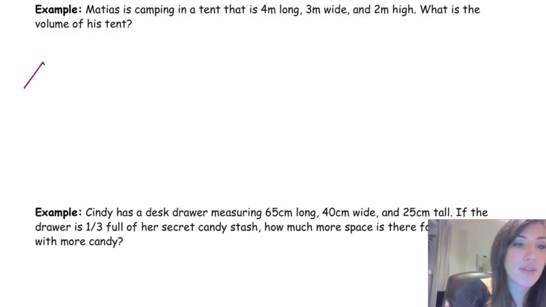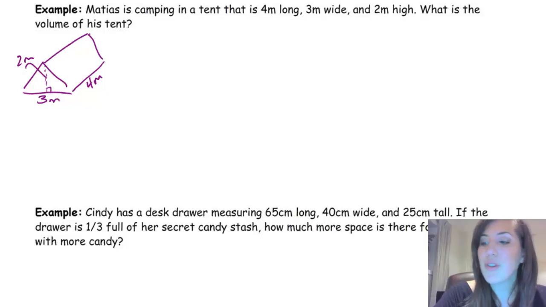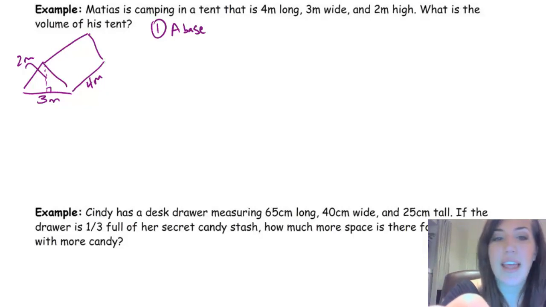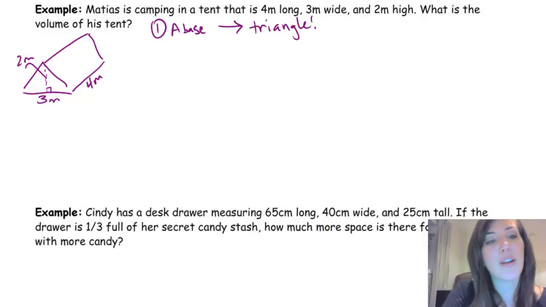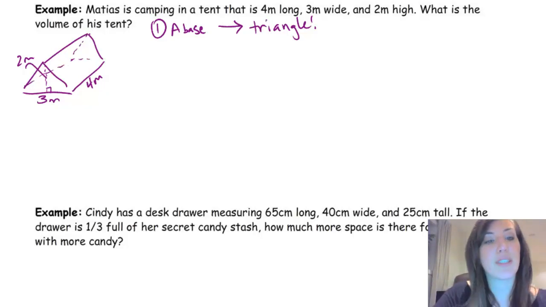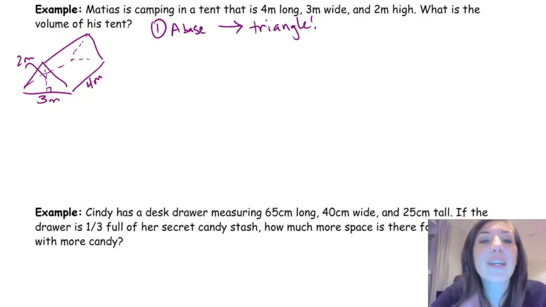Well, we could draw this 3D tent. We have our little triangular tent. This is 3 meters wide, 4 meters long, and here it's 2 meters high. So we first need to figure out the area of the base, and that would be a triangle. Even though it looks like the bottom would be the rectangle part, the base of this prism is the triangle part, because the triangle is what makes that a triangular prism, not the rectangle part.